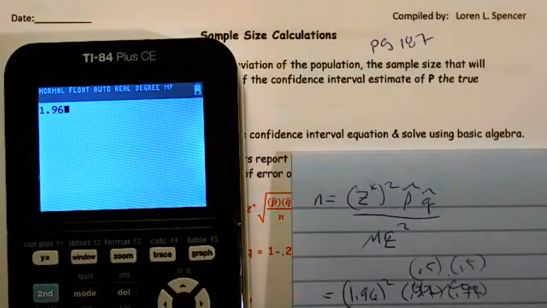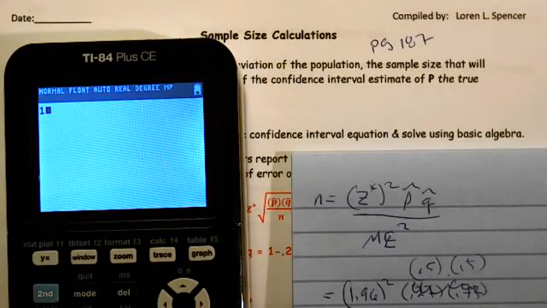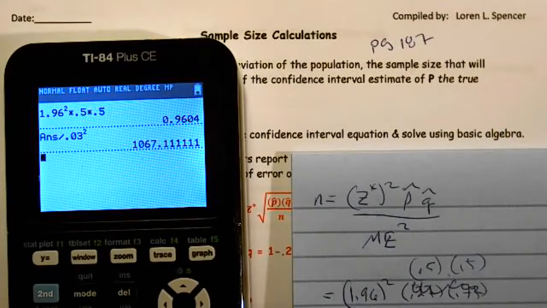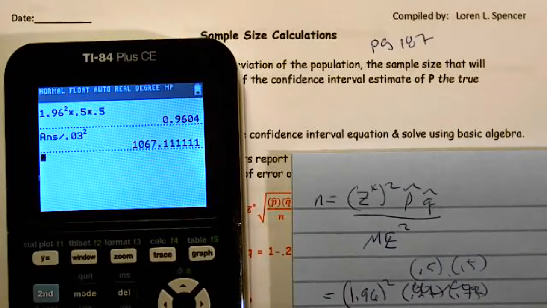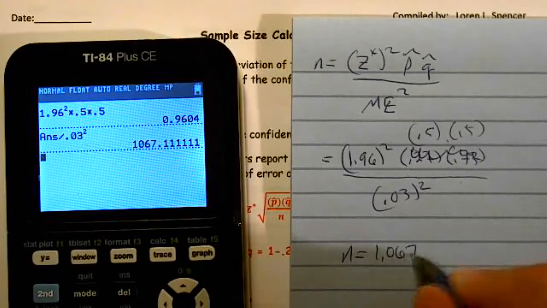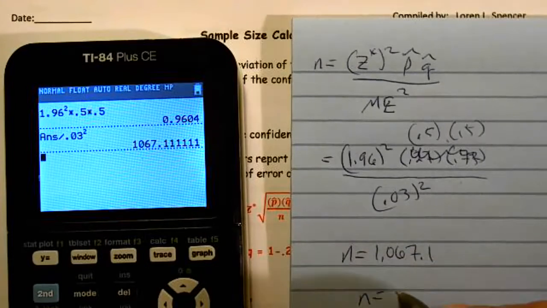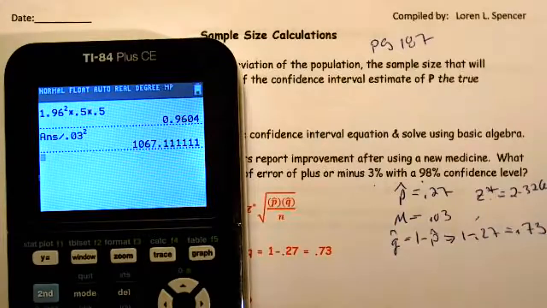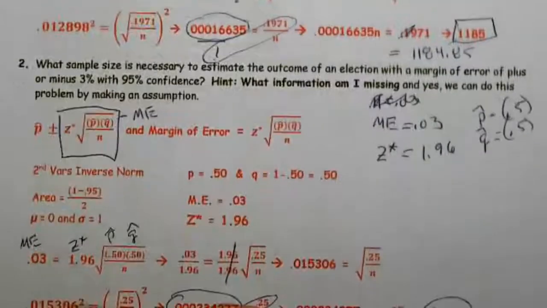So 1.96 squared times 0.5 times 0.5 divided by 0.03 squared. 1067.1. So N equals 1068. All right. And that's what we had written down previously.